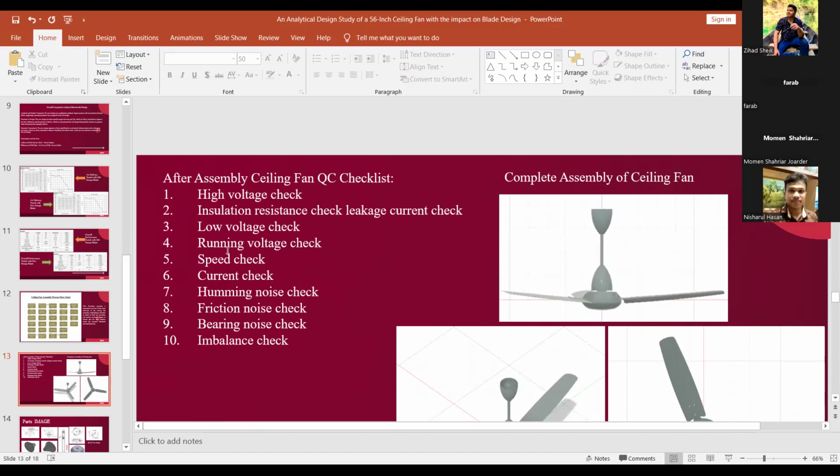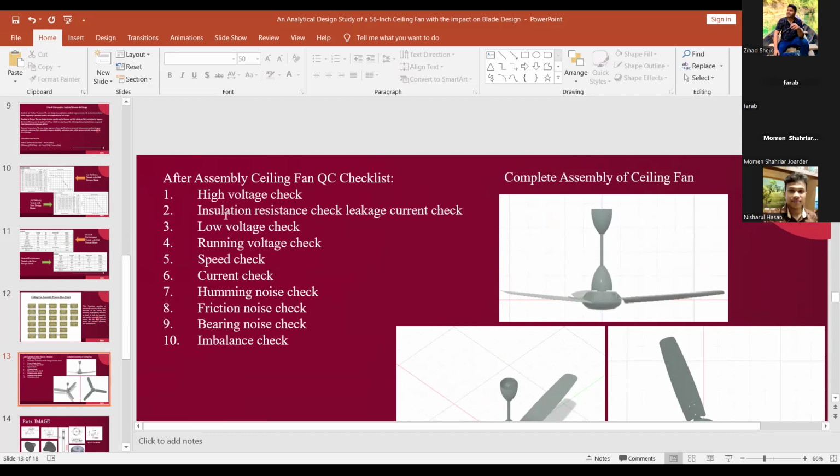So these are the main QC tests that we have done to check the quality after manufacturing. These are the highlights. Without QC, we can't go to the market, or there will be bad consumer reviews on the products. So what are the tests we have done here?